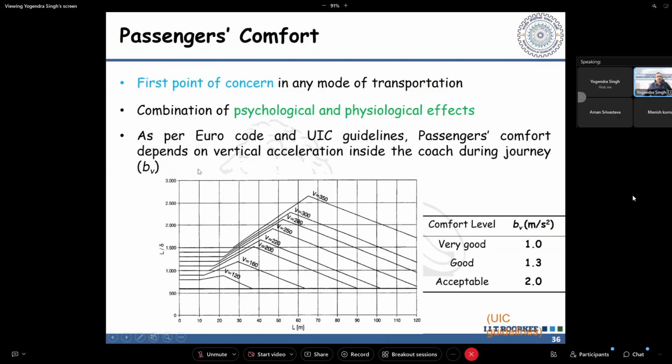Now, passenger comfort depends on the vertical acceleration. So this vertical acceleration needs to be controlled. We can calculate the vertical acceleration directly using modeling, numerical analysis in the vertical direction under moving load. Different values which are acceptable are also given by UIC, and the same has been taken in Eurocode. Comfort will be very good if the vertical acceleration is less than 1 meter per second square. It is acceptable up to 2 meter per second square, but if the vertical acceleration exceeds 2 meter per second square, that is 0.2 g, it is unacceptable for the passengers. Passengers will feel discomfort if this acceleration is more than that.